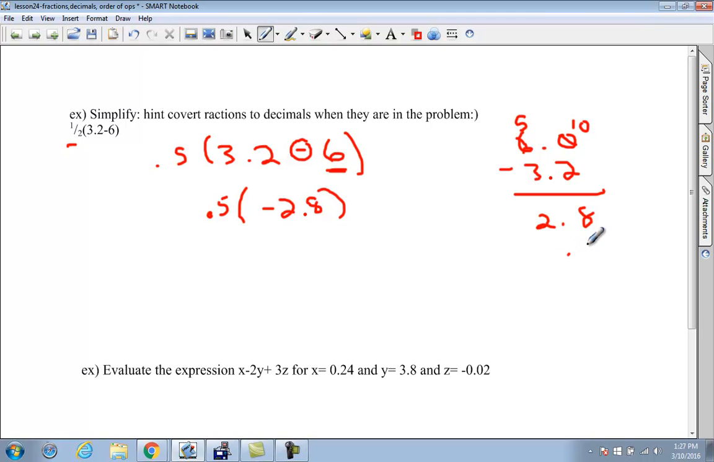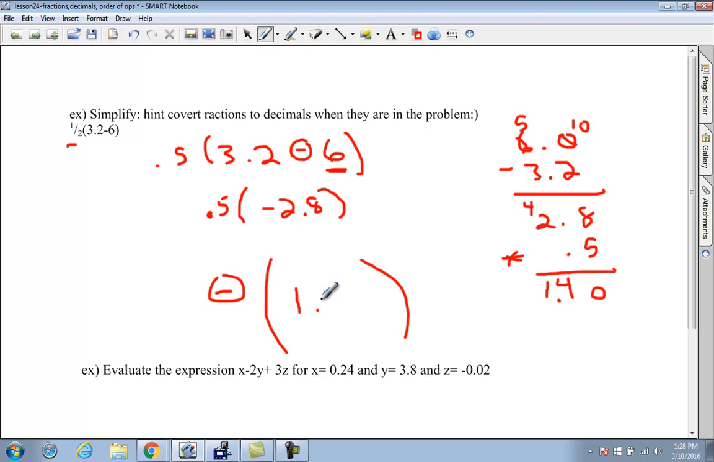2.8 times 0.5. And I know a positive times a negative is a negative, so I usually take care of the sign and then feed in the result. So let's see, we're multiplying there. So 0, carry the 4, and that's 14. And then 2 spots behind the decimal, so 1.4. But again, it's going to be negative 1.4. Okay? So that's going to be your final answer.